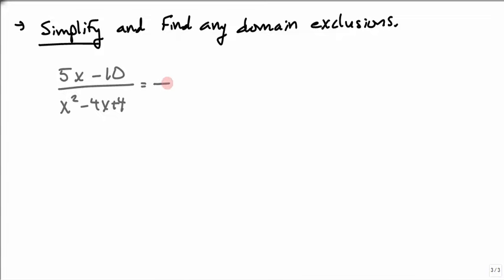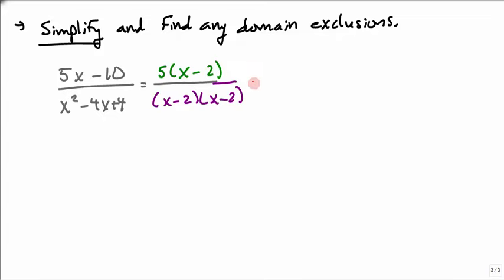Okay, so let's go ahead and get started. First of all, when I'm trying to simplify, I want to try and factor as much as possible, and then hopefully something that I factor will eventually cancel. So in the numerator, I can factor out a 5. I'll have 5 times the quantity x minus 2. Now in the denominator, x squared minus 4x plus 4 factors into x minus 2 times x minus 2.